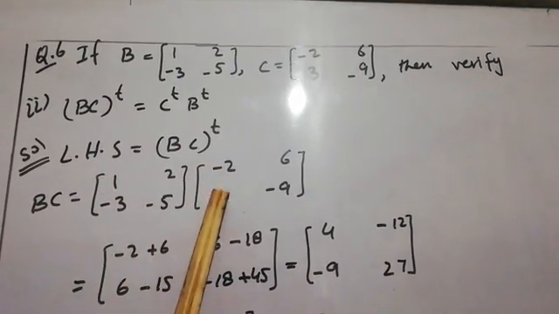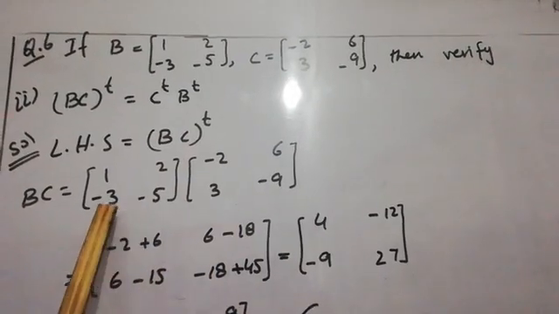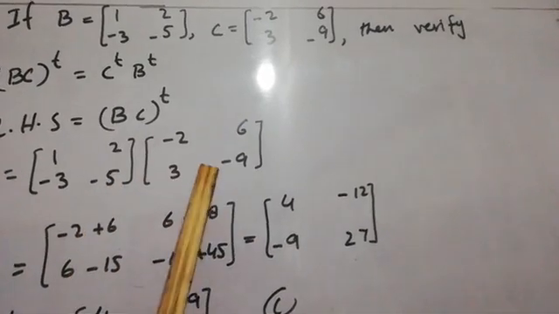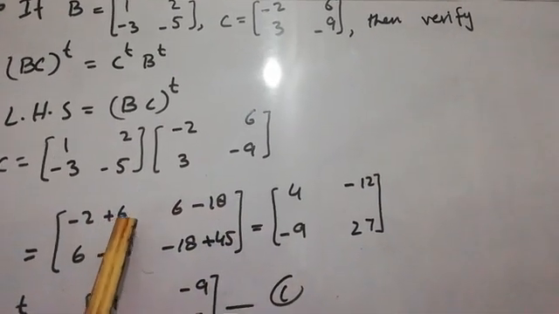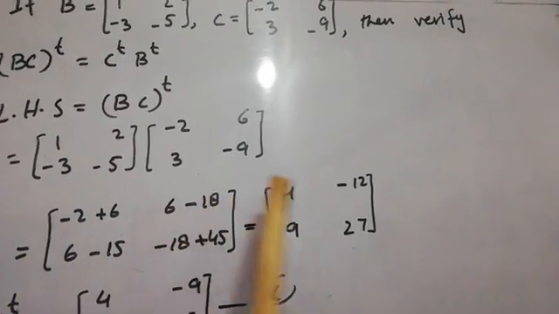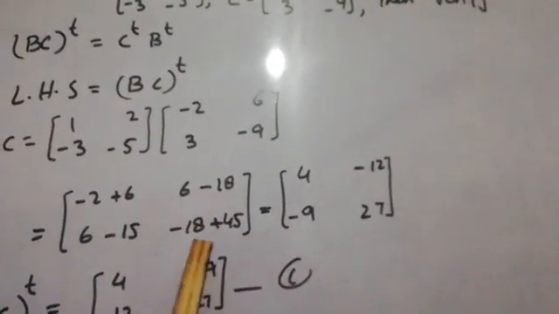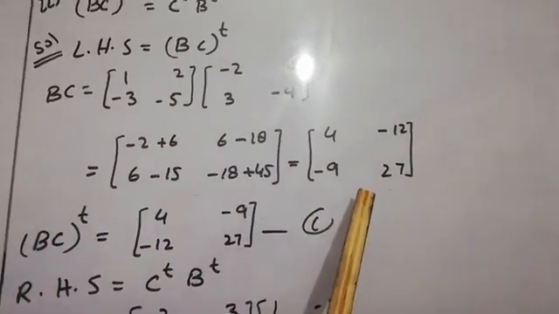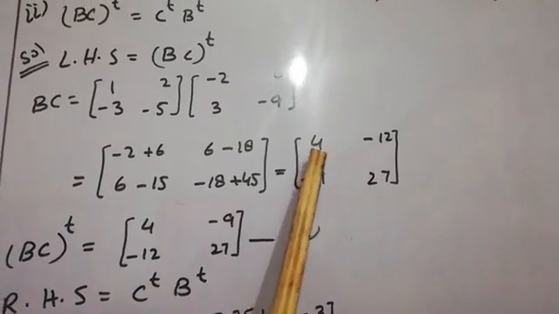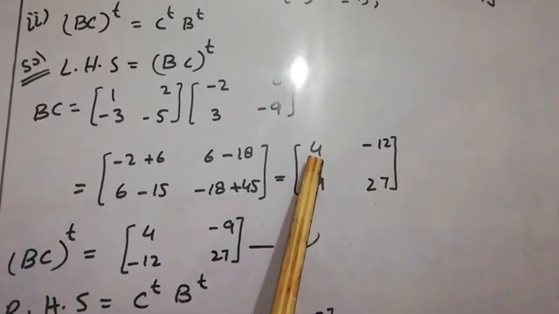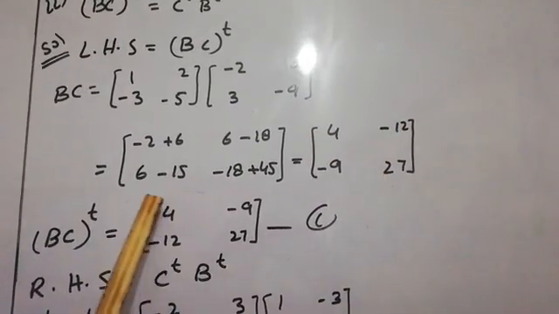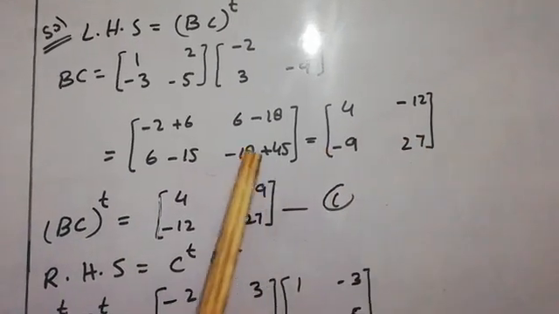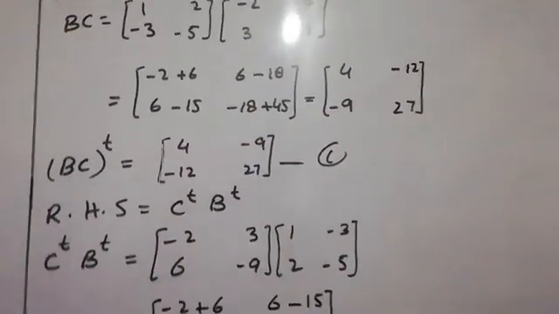1 2s are 2, 2 3s are 6, 1 6s are 6, 2 9s are 18, 3 2s are 6, 5 3s are 15, 3 6s are 18, and 5 9s are 45. Now we will find minus 2 plus 6 is 4, 6 minus 18 is minus 12, 6 minus 15 is minus 9, minus 18 plus 45 equals 27. Now we will take the transpose. You know that in transpose we change the columns into rows. For example, this row is 4, minus 12. This is the row, but in this we will write it as a column, 4 minus 12. Minus 9, 27, the second row will become the second column. So this is answer number 1.